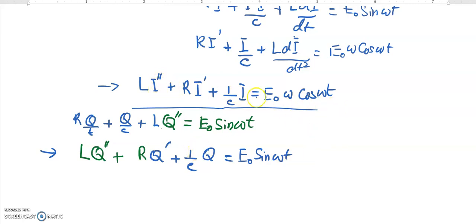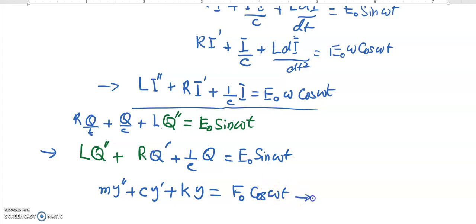Now if I compare this equation with the mass spring equation for the forced driven case, then we have this equation m y double prime plus c y prime plus k y, sorry, this is not k, this was c, and then plus k y, that was equal to f naught cosine of omega t.